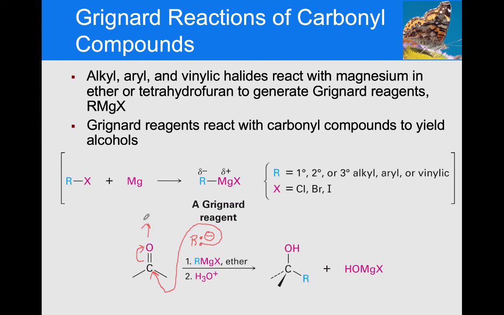This looks a lot like the hydride mechanism. The only difference here is that instead of H minus adding, we're adding R minus. So that's the R group, and then the second step is the proton transfer. So you do the proton transfer, and then that gives you the product here. And then this is the byproduct of what you make from the Grignard reaction.